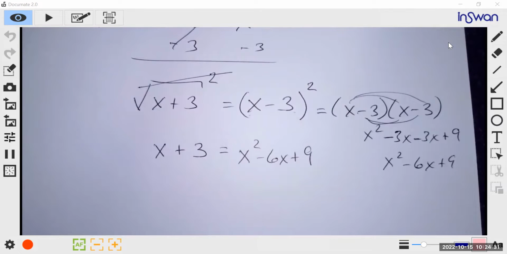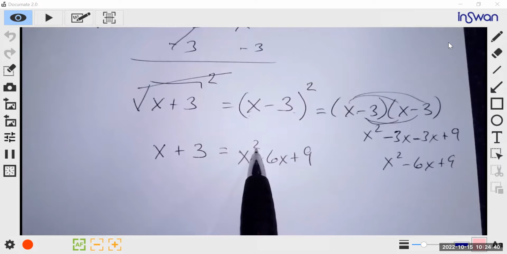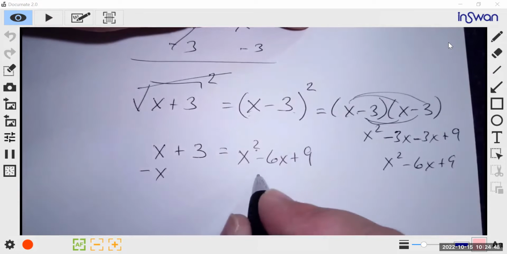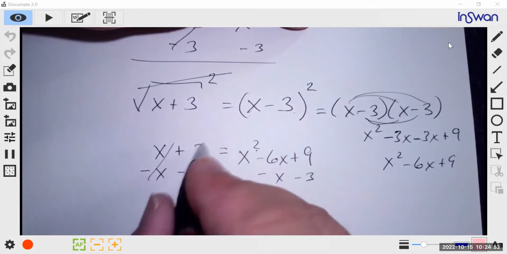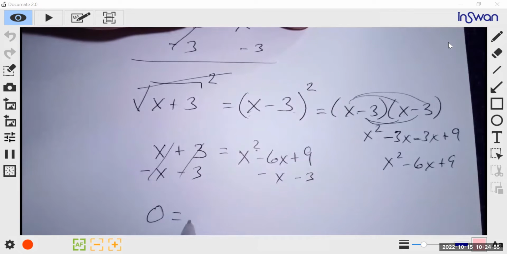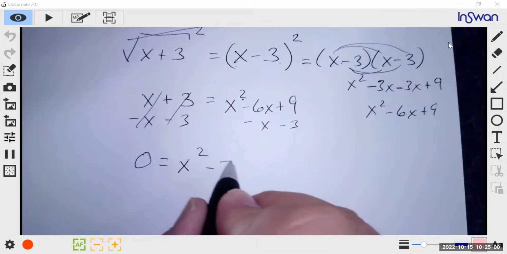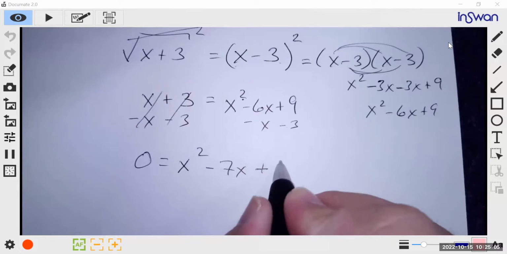All right. Since it's a quadratic, how do we know it's quadratic? Because it's squared, which means it has to equal 0. So we have to move everything from the left side to the right side. Subtract x, and I subtract 3. Negative 6 minus 1 is negative 7x. 9 minus 3, 9 is bigger, is positive 6.